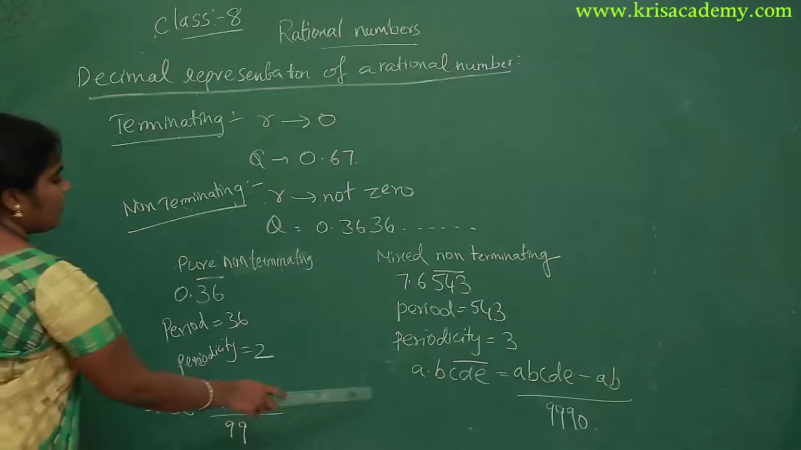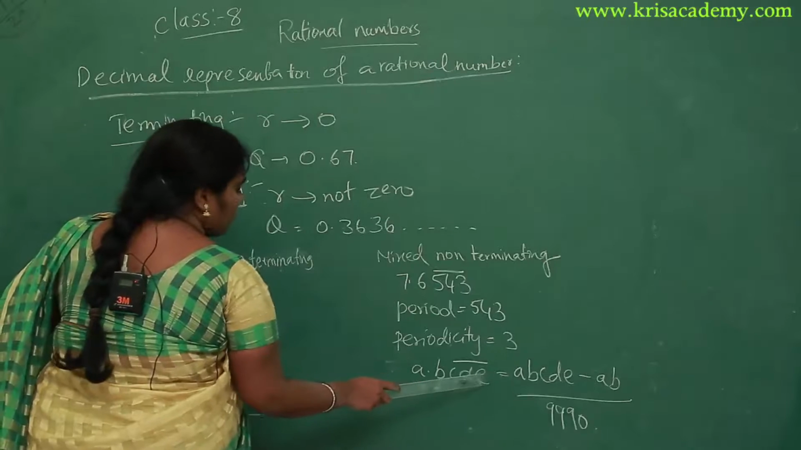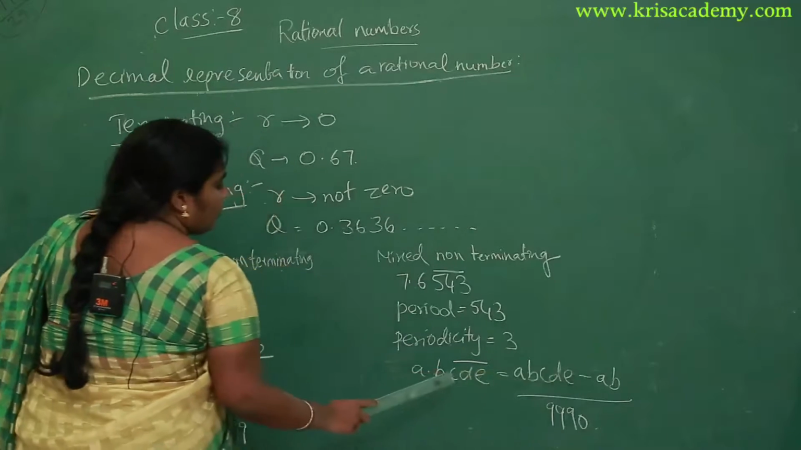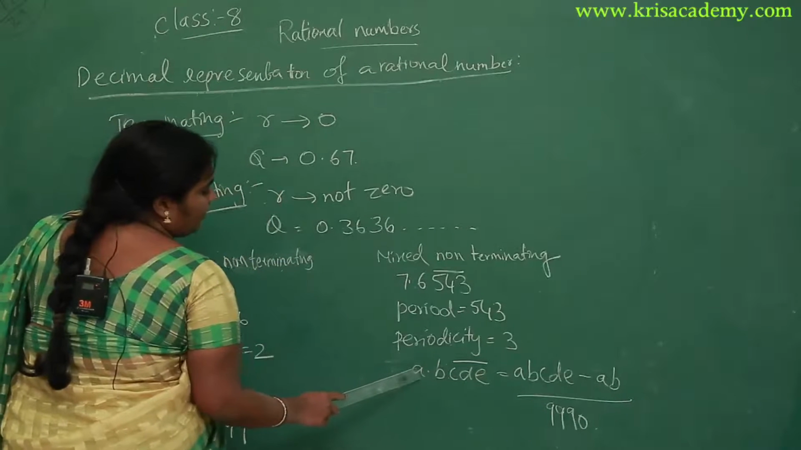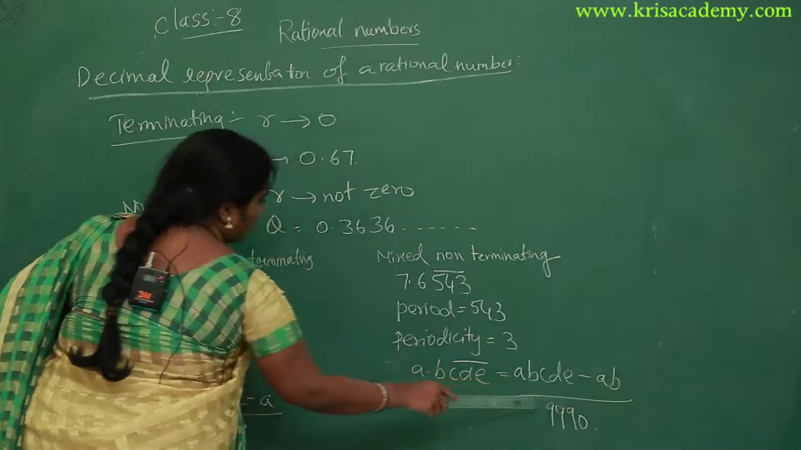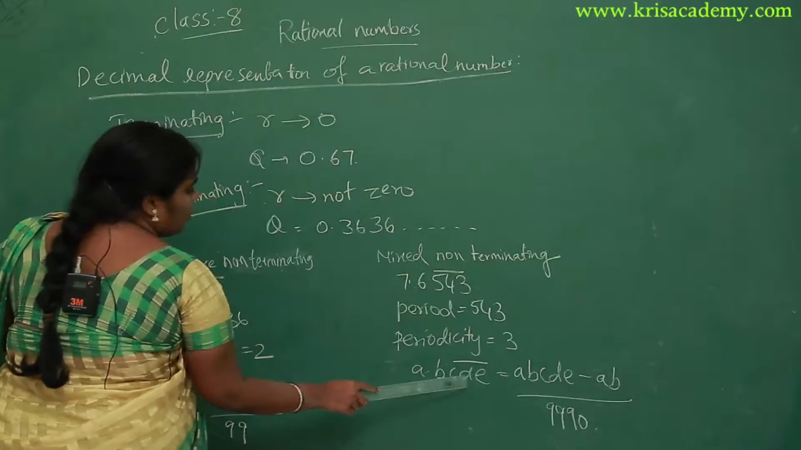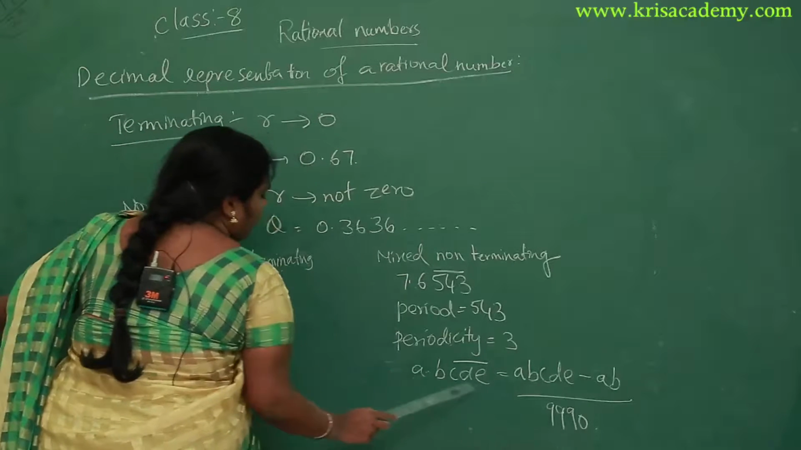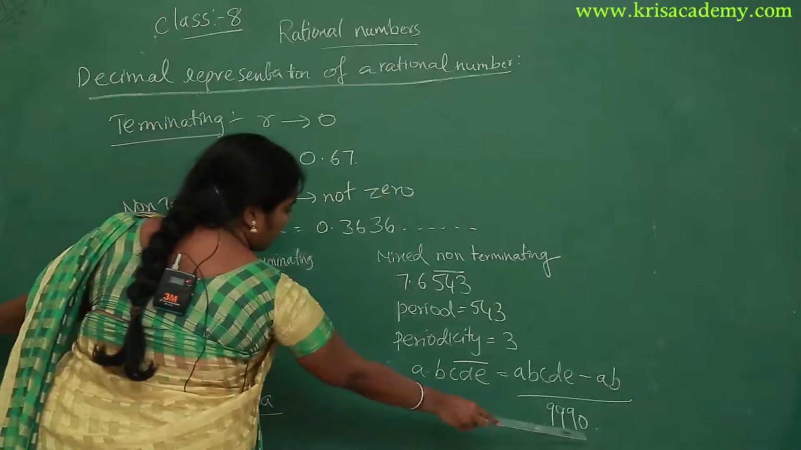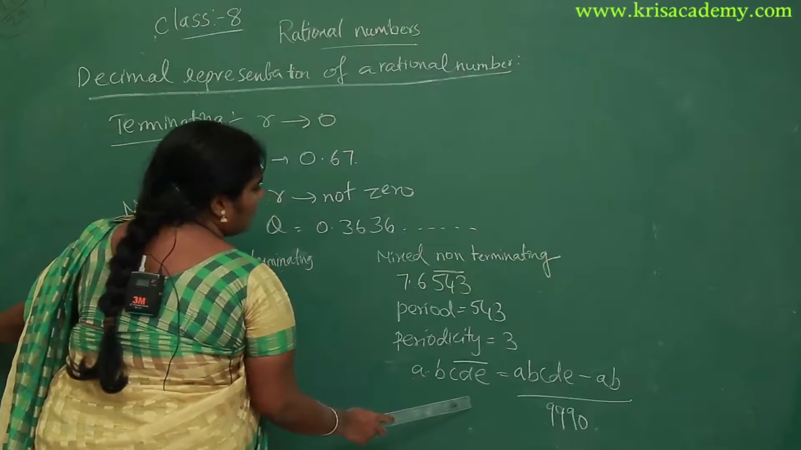Now comes mixed. A dot BCDE bar is equal to, same here, ABCDE in full we will write, minus whatever values are not under the bar, even though they are after the decimal, AB, divided by: now after the decimal how many are under the bar? 3. So for each one, three 9s. After the decimal, which is not under the bar, there is one value, so for that a 0. So this is the formula for mixed non-terminating decimals.